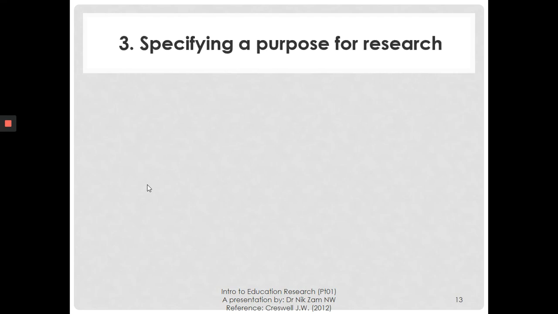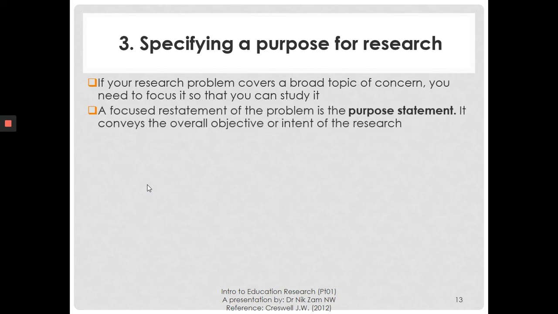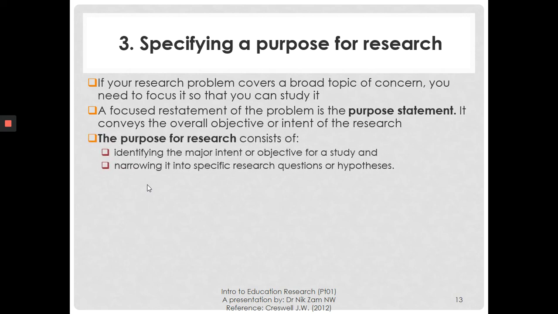Okay, step number 3 is specifying a purpose for research. If your research problem covers a broad topic of concern, you need to focus it so that you can study it. A focused restatement of the problem is the purpose statement. It conveys the overall objective or intent of the research. Okay, so the purpose for research consists of identifying the major intent or objective for a study, narrowing it into specific research questions and hypotheses.